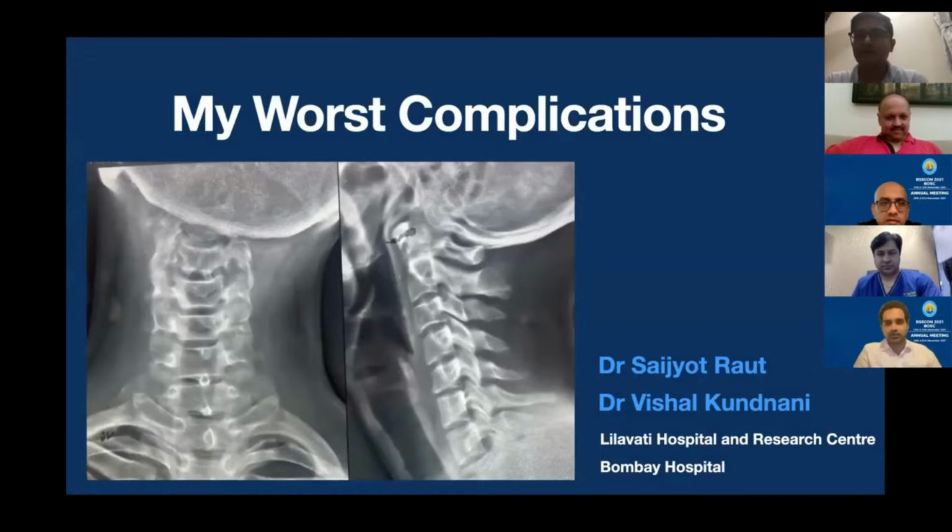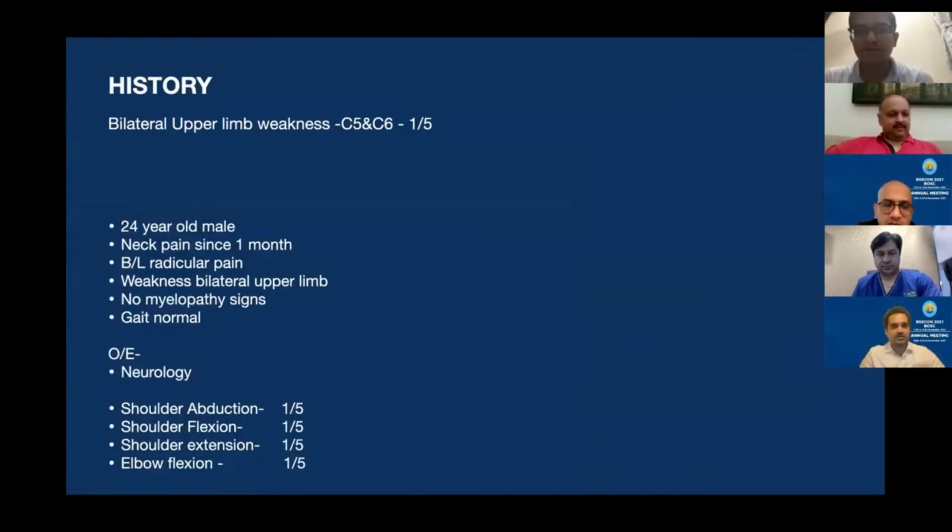Good evening, everyone. I would quickly show you the case because of the time constraint. Going to the history, a 24-year-old male had come to us with neck pain since 1 month. He had bilateral lower limb radicular pain. He had weakness in both upper limbs, and he had myelopathy signs. His gait was normal. On examination, neurology was shoulder flexion, abduction, extension, and elbow flexion 1/5.